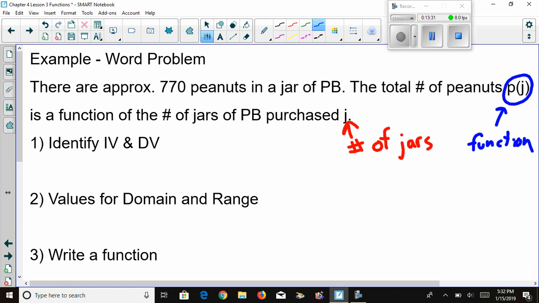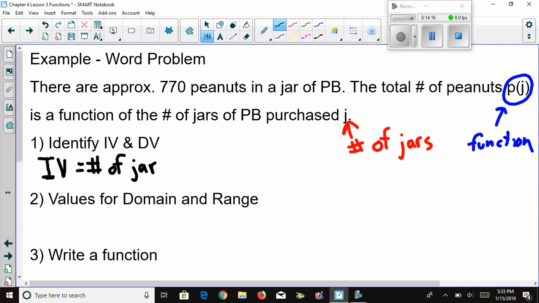So let's analyze the situation and start by finding independent and dependent variables. It's the first thing we're asked. Independent variable. What is the part that you get to choose? You get to decide. That's going to be the number of jars of peanut butter. Another way of identifying that was when they told us P of j, it told us that j was my domain, and the independent variable is always the values of the domain.